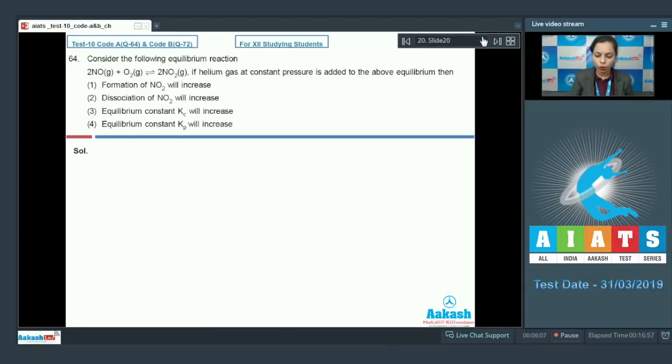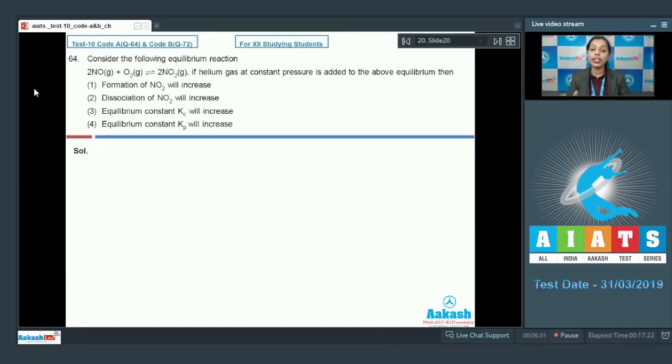Consider the following equilibrium reaction. 2NO is reacting with O2, a gaseous mixture it is. Further, 2NO2 is formed, nitrogen dioxide is formed. If helium gas at constant pressure is added to the above equilibrium, then we should know that addition of an ideal gas at constant volume does not affect equilibrium.